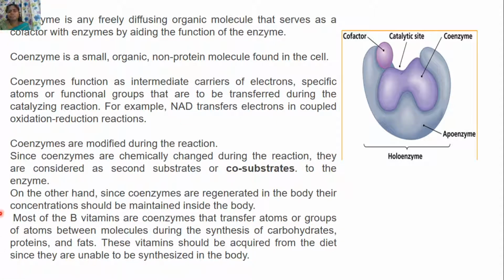Most of these coenzymes are vitamins in nature chemically. That's why they should be acquired through the diet, because the human body cannot synthesize vitamins. They have to be supplied through the diet. If they are not supplied, it leads to other metabolic complications. So these vitamins which act as coenzymes should be acquired from the diet since they cannot be synthesized in the body.